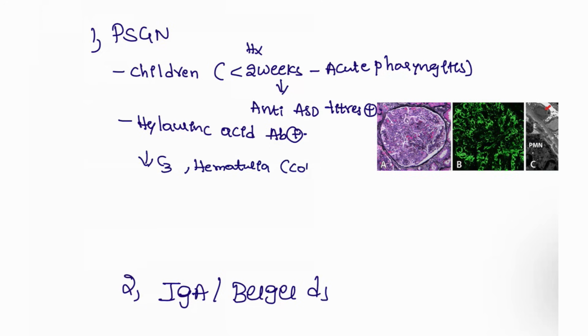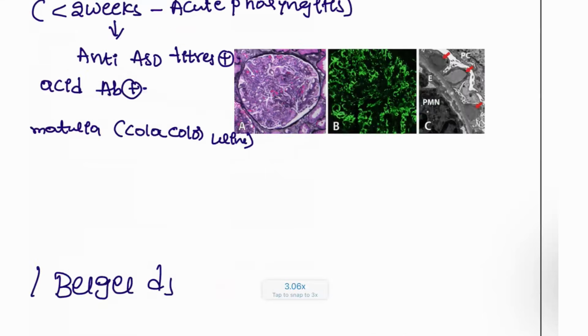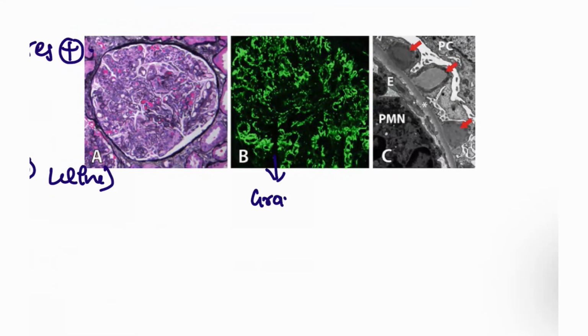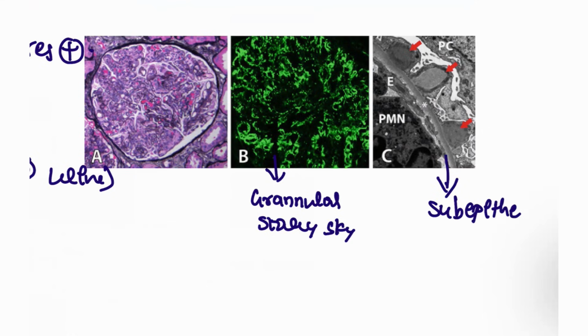Hematuria is seen, classically known as cola-colored urine. On immunofluorescence, a granular pattern, also known as a starry sky appearance, will be seen, and on electron microscopy subepithelial deposits will be seen in this patient.